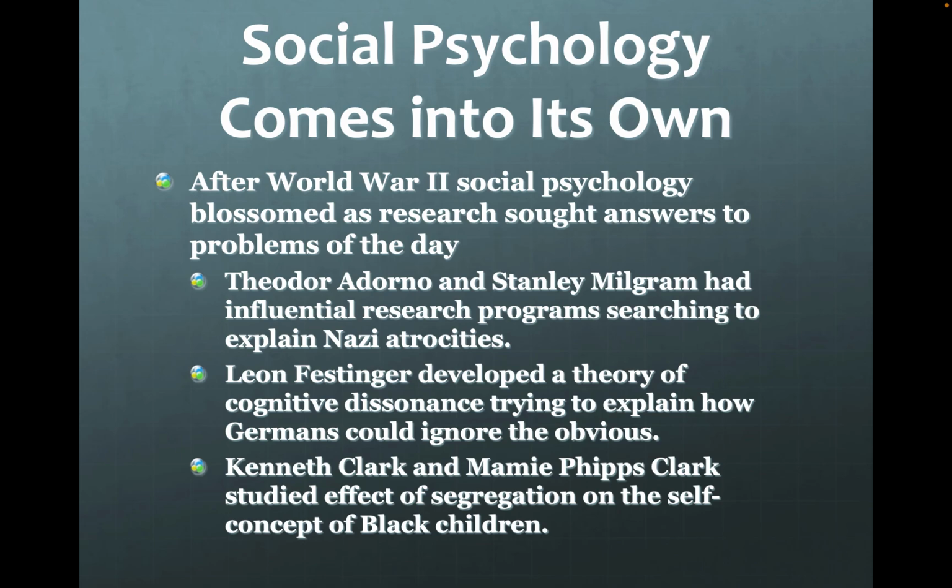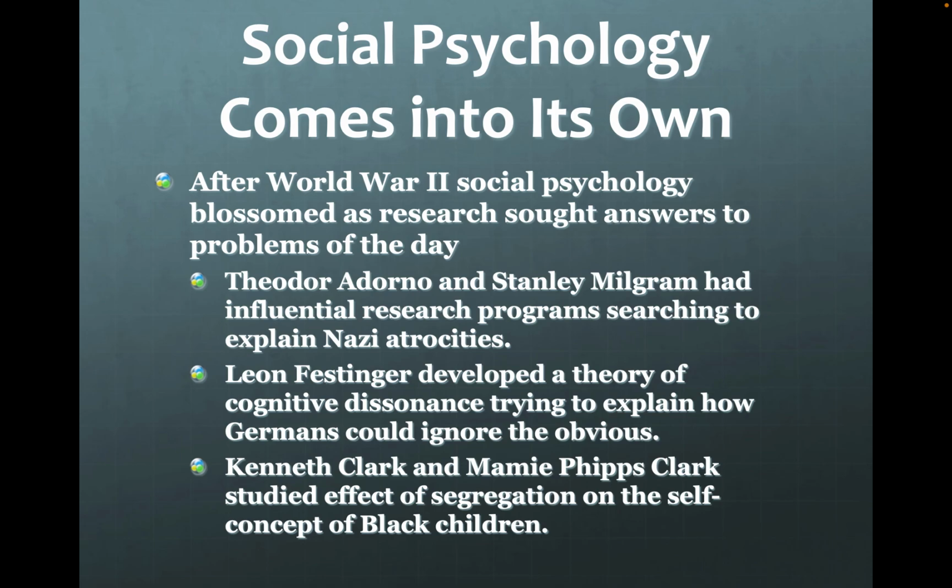And of course, you need to understand what this Holocaust is all about. Leon Festinger developed a theory of cognitive dissonance, trying to explain how Germans could ignore the obvious. How did they ignore it? There was the smell of burning human flesh. How in the world did they just ignore the fact that it smelled like people were cremating all of these individuals?